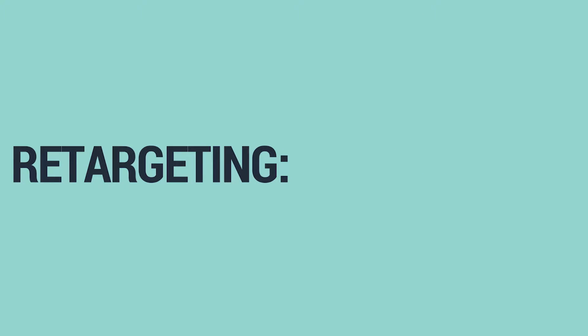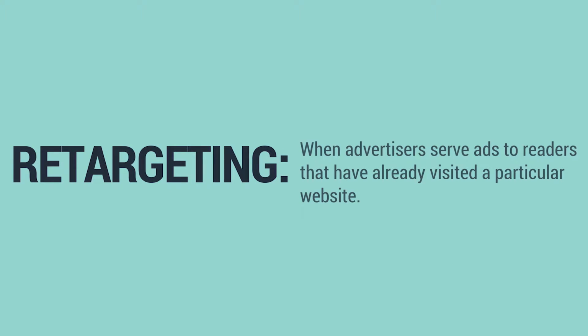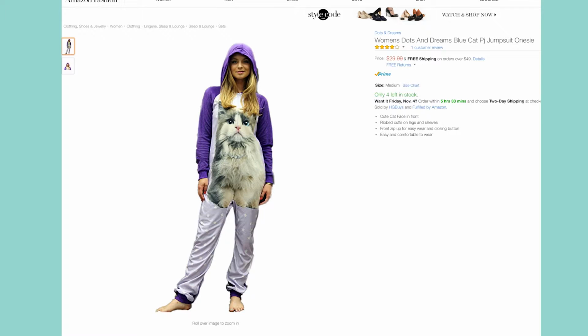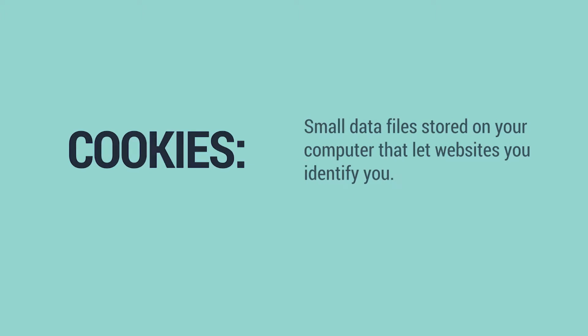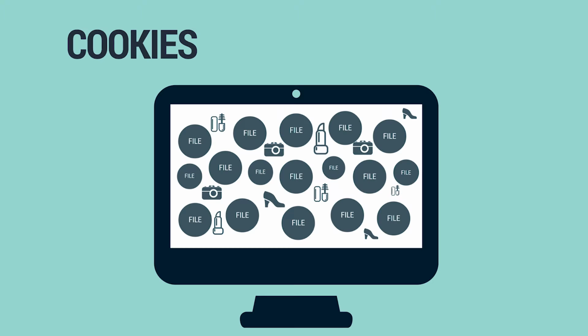And this leads to retargeting. Have you ever noticed how the last pair of cat PJs you bought on Amazon keep showing up as ads while you surf the internet? That's because advertisers serve ads to readers based on sites they've already been on or especially purchased from. They do this through cookies. Cookies are small data files that are stored on your computer that let websites know some of your browsing behavior.